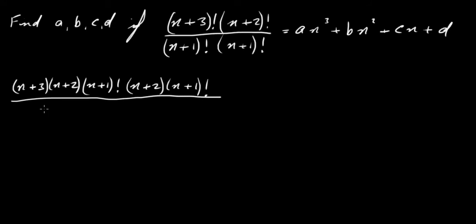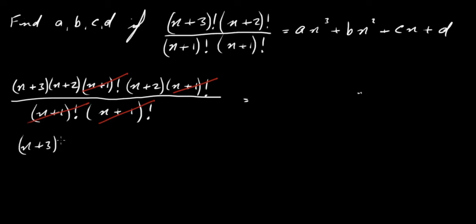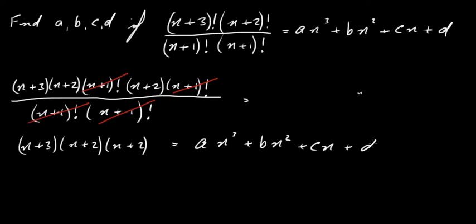And the reason I stopped there is because I've got an n plus 1 factorial times an n plus 1 factorial on the bottom. You can see, because everything is multiplied on the top and the bottom here, I can divide this n plus 1 factorial into this n plus 1 factorial here, and that gets rid of all these factorials. So underneath here, what am I left with? I've got an n plus 3 times an n plus 2 times an n plus 2. There are no factorials here anymore that I have to worry about. On the right hand side I've still got an cubed plus bn squared plus cn plus d.